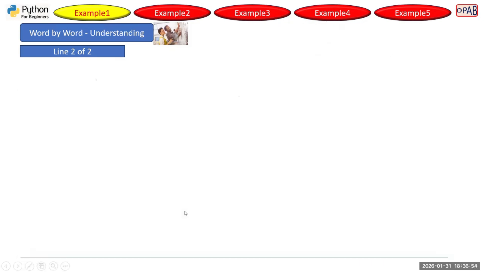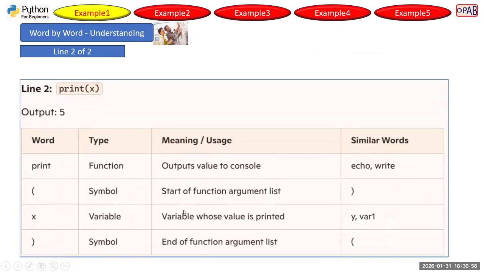So next one is line number 2. We are just going to see here. Line number 2 is pasted here again, to make it very easy for you to follow: print open bracket x closing bracket. The same thing is available here by word explanation in the table. Print is a function. Outputs value to console.